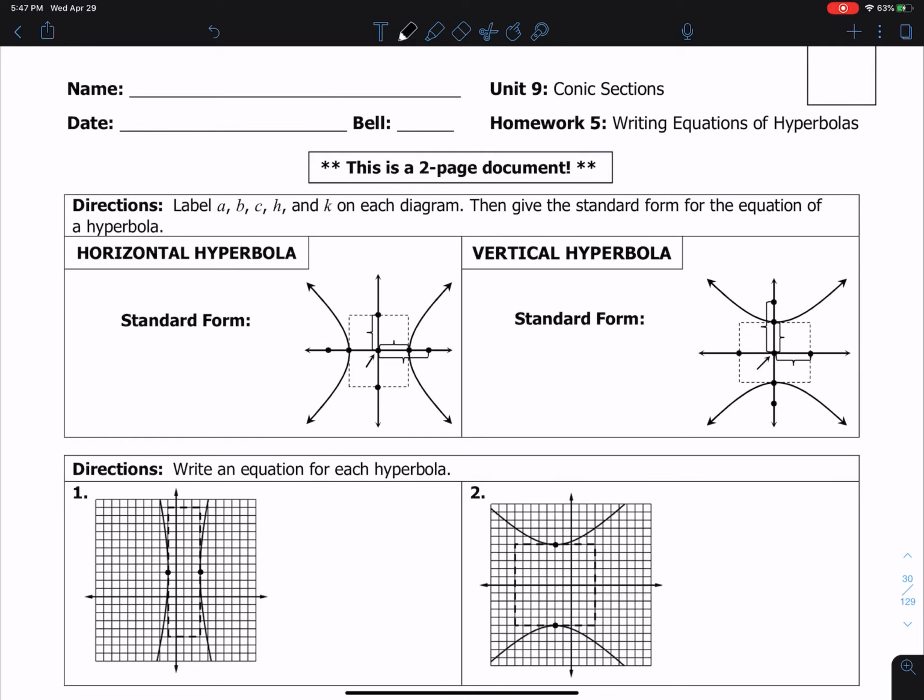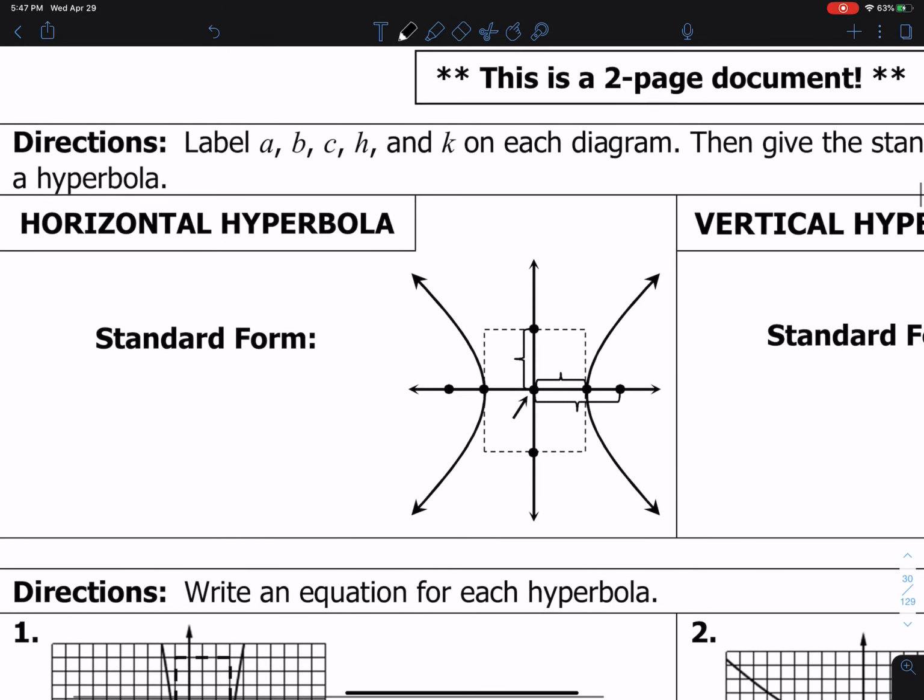This video is for homework 5, which is writing equations of hyperbolas. So the first part is we're going to label the horizontal and vertical hyperbola parts. So the center, we have an arrow pointing here. This is HK.